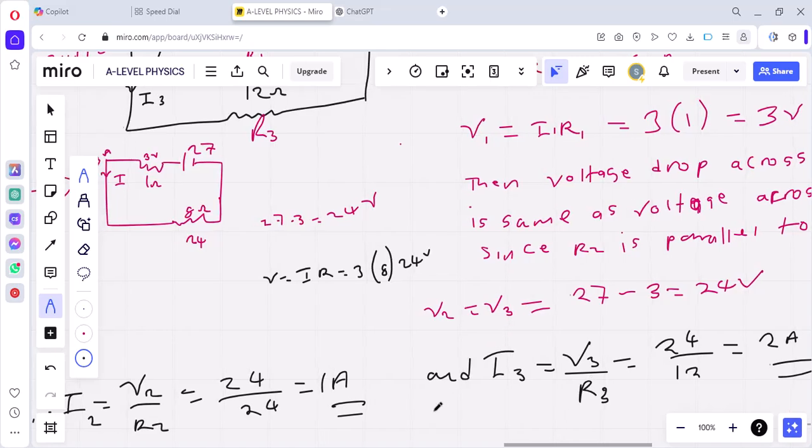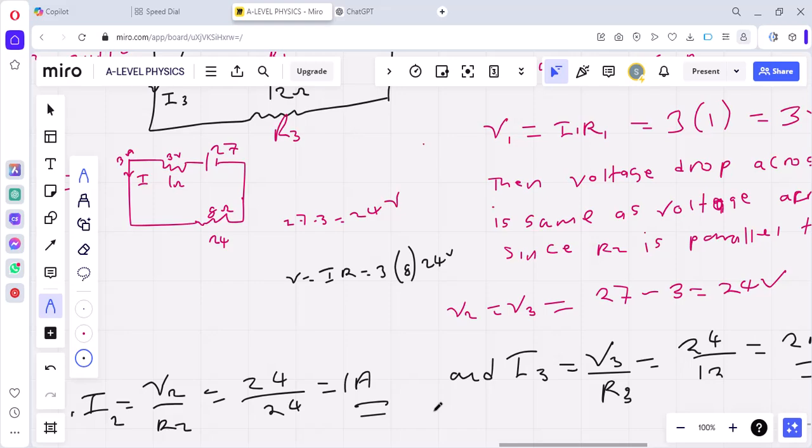In the next video, we'll also solve one more problem on resistors that are connected in series and parallel. And then you proceed to Kirchhoff's law.